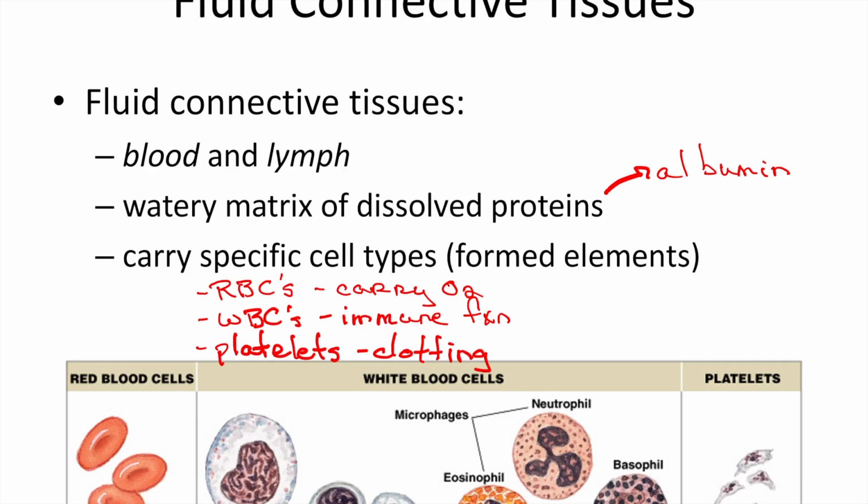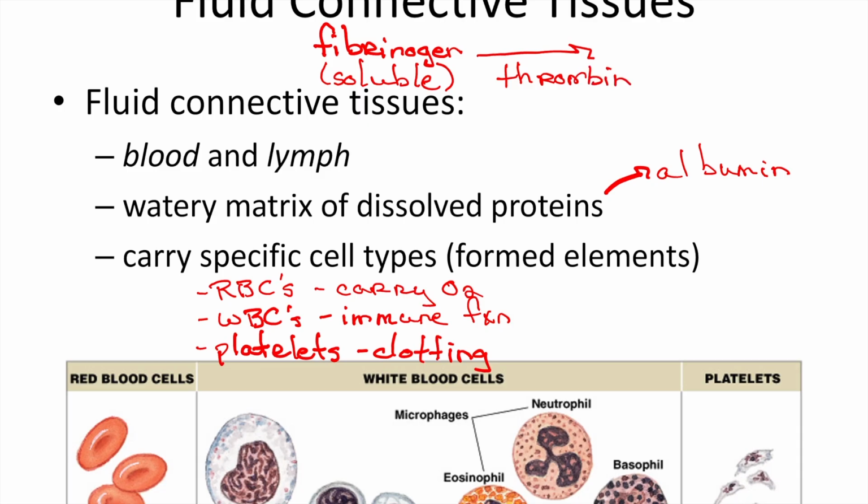Now, blood does have a fiber, just like most forms of connective tissue. It's just that the only time you're going to see this fiber is when blood clots. So usually the fiber, which is called fibrinogen, is soluble. But then when the clotting cascade gets activated, thrombin gets released. And thrombin converts fibrinogen to fibrin, which helps form a clot and prevent blood from leaking out.